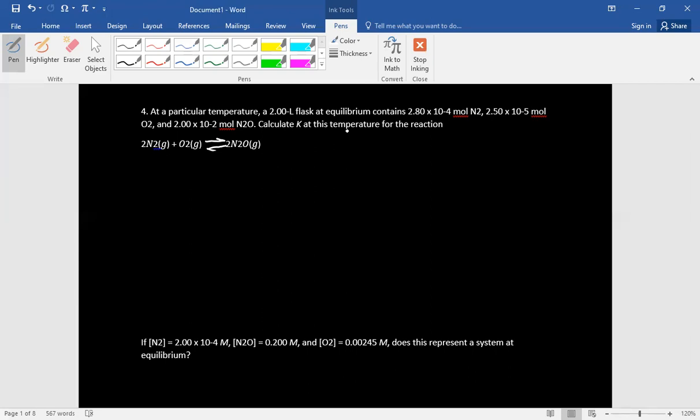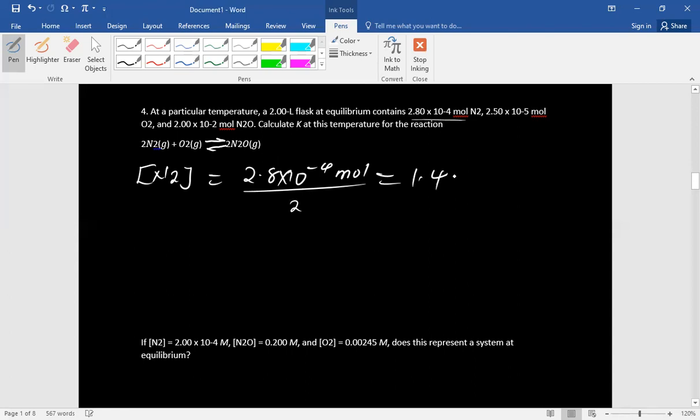So how do we get concentrations? The concentration of N2 is the number of moles of solute over liters of solution. In this case the solute is N2 and we divide its number of moles by 2 liters, and that's going to give us 1.40 times 10 power negative 4 M. We put M, which is molarity. Then we also have O2. Everything is going to be divided by 2, because the flask is 2 liters.